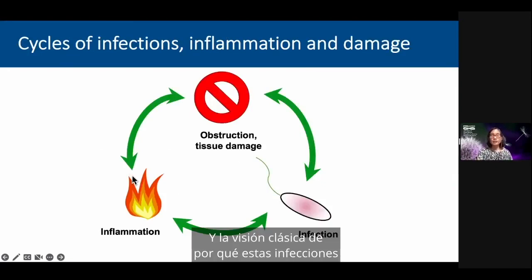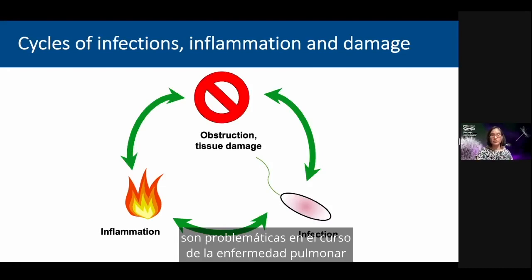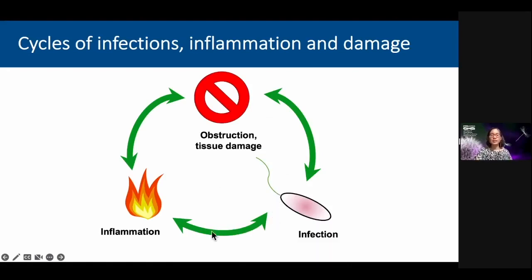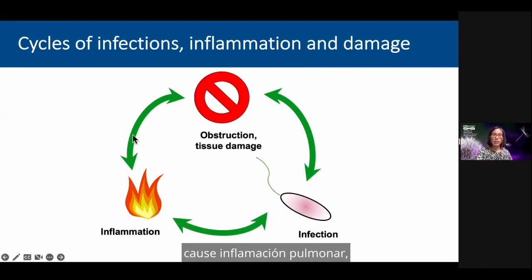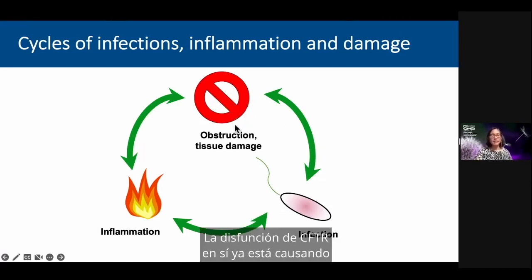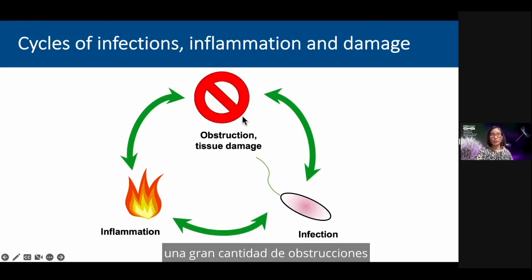And the classical view of why these infections are problematic in the course of lung disease is that they trigger a vicious cycle: infection triggers the host lung environment to be very inflamed, causing lung inflammation, which then further causes lung damage and obstruction. And so this goes around. The CFTR dysfunction itself is already causing a lot of mucus plugging and obstruction, leading to infection.